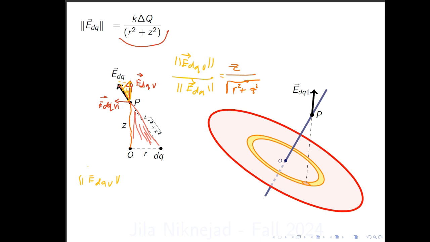And so multiply that ratio by what you found is the magnitude of E sub dq, and that will give you the magnitude of E sub dq vertical, which after cleaning up is going to be k delta q times z over (r squared plus z squared) to the power 3 halves.